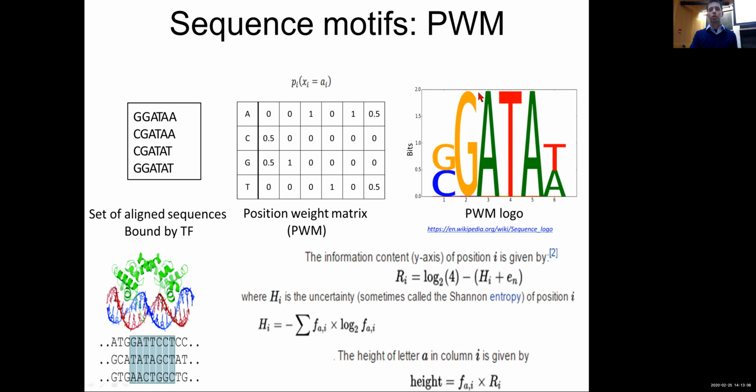And the maximum information I can get is from 0, where basically all 4 bases are equally likely, to 2, which is 2 bits of information.